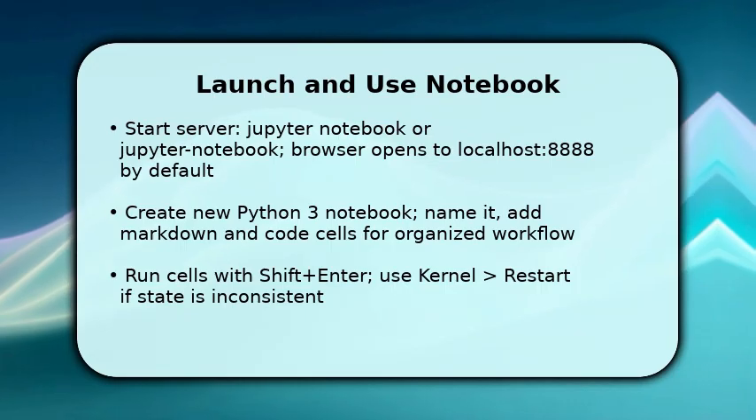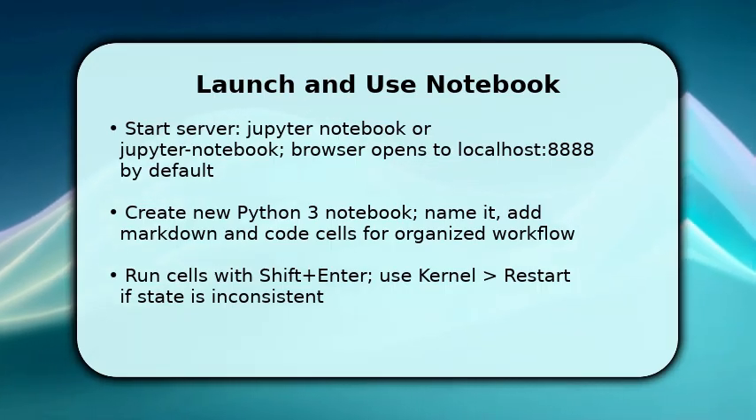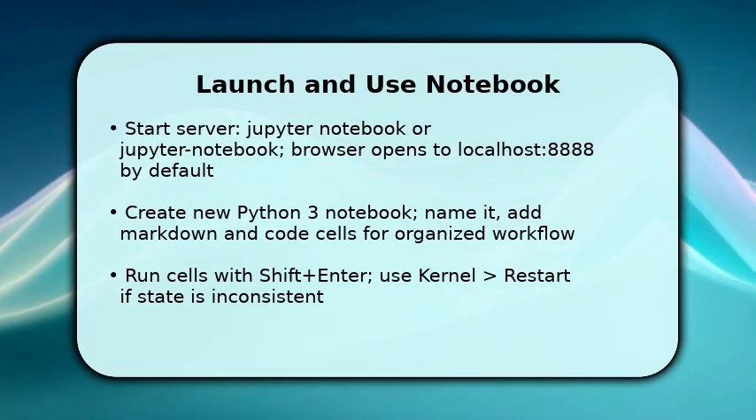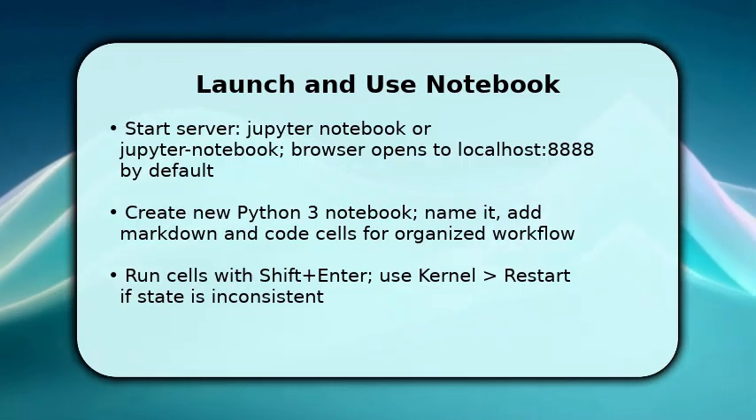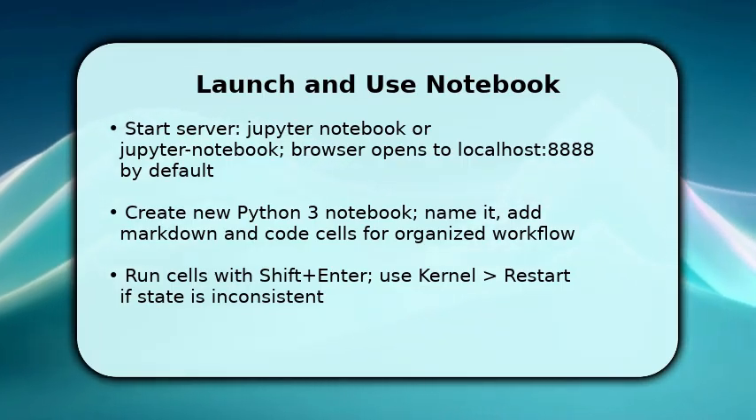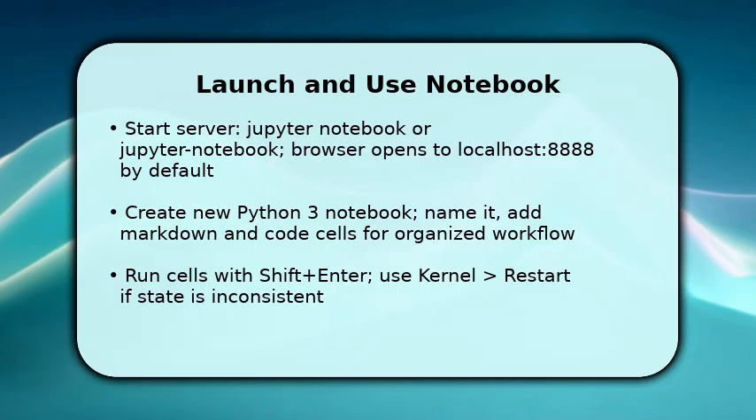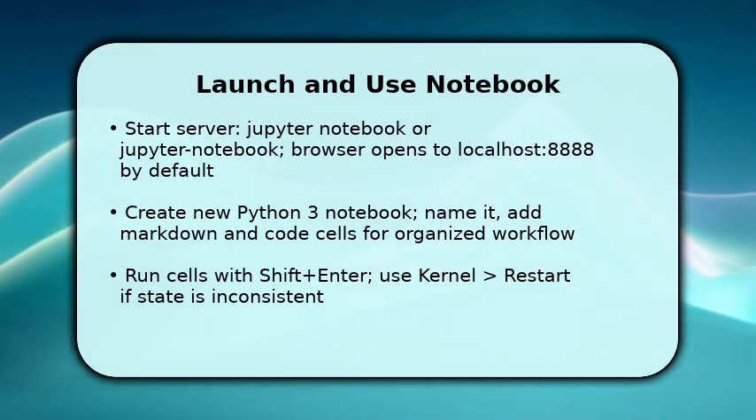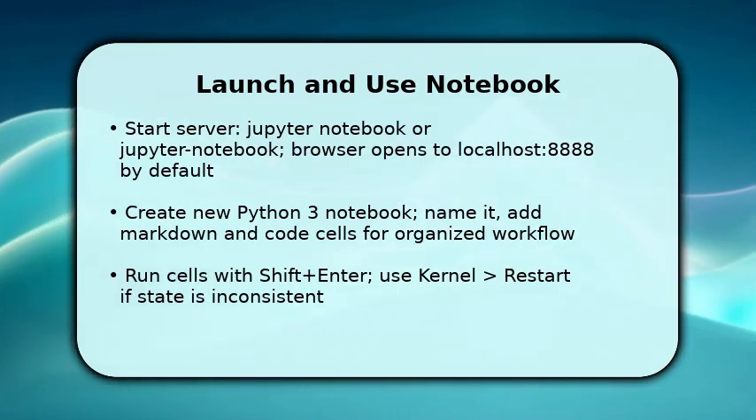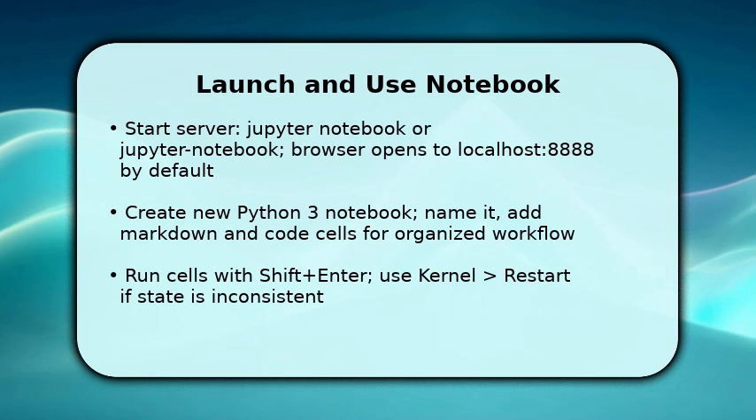Create a new Python 3 notebook, rename the file, and structure with Markdown for notes and code cells for experiments. Run cells with Shift plus Enter to iterate quickly. Use Kernel, then Restart when globals get messy. This pattern keeps results reproducible and your session predictable.